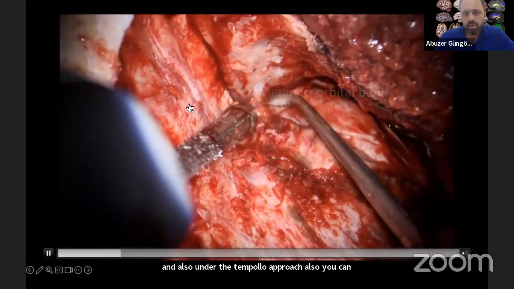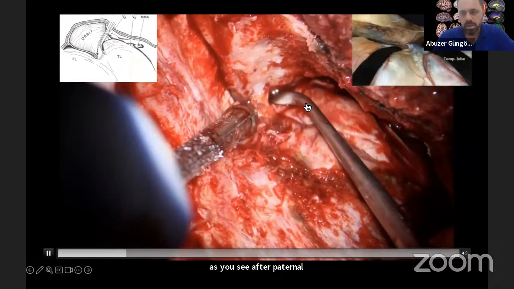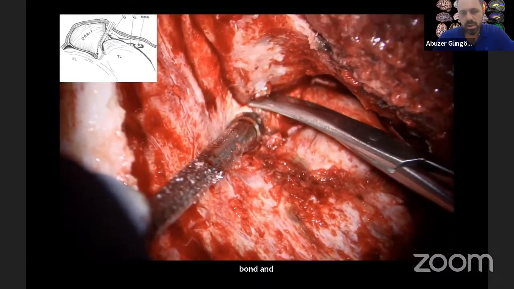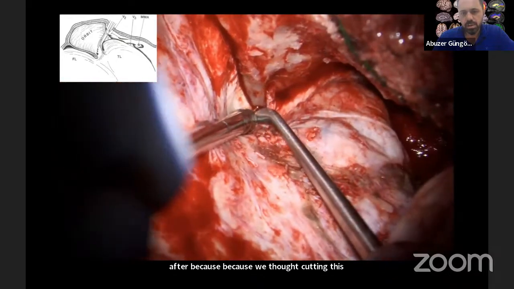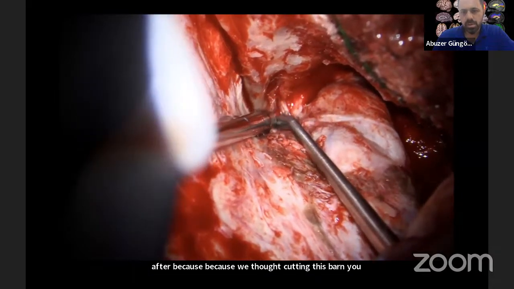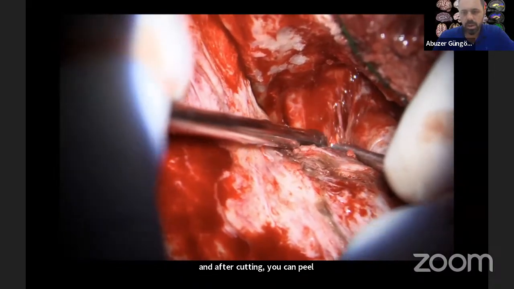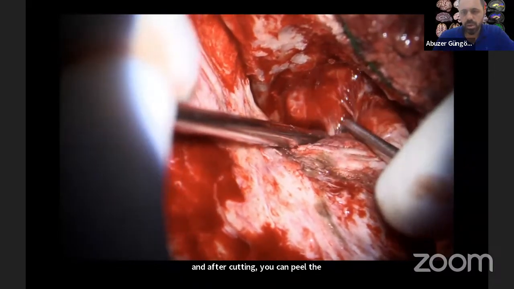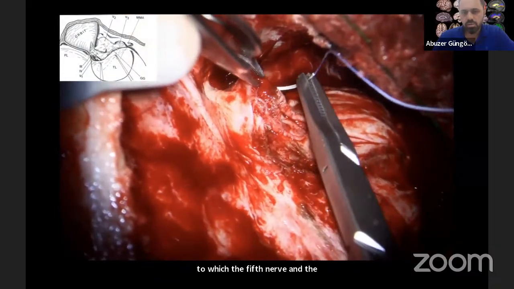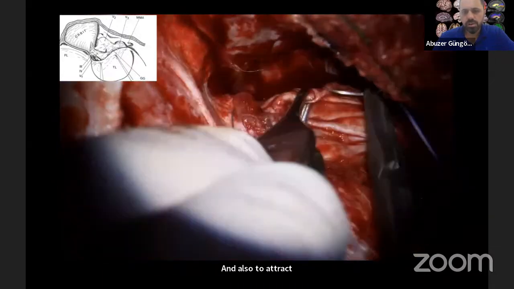As you see, after pterional craniotomy, firstly you see the meningoorbital band, because without cutting this band you couldn't retract and reach the area. And after cutting, you can peel the inner layer of the dura to reach the fifth nerve and the branches. And to retract, you can put some retraction sutures.